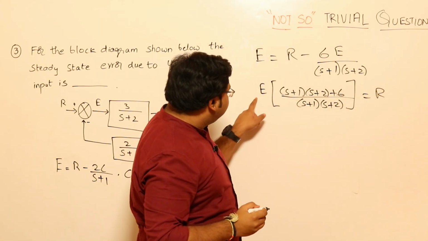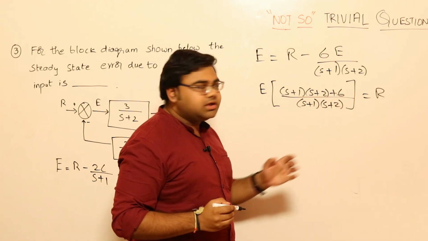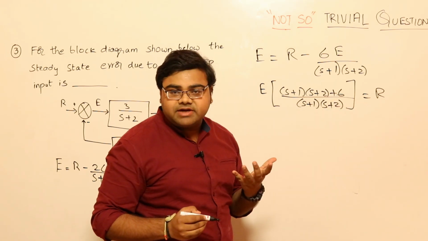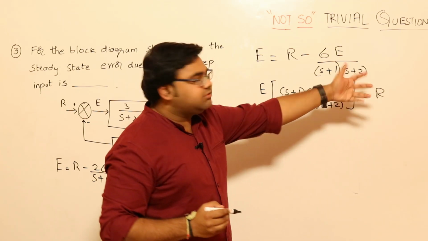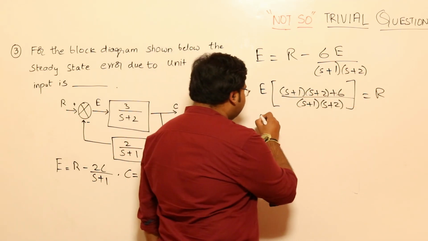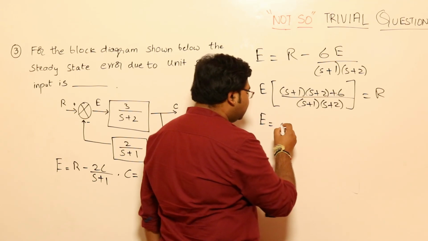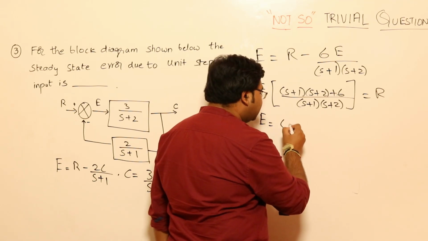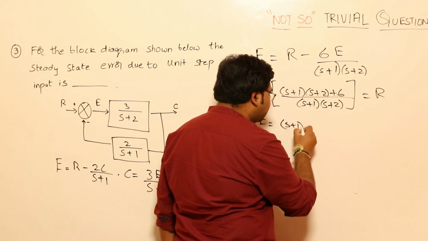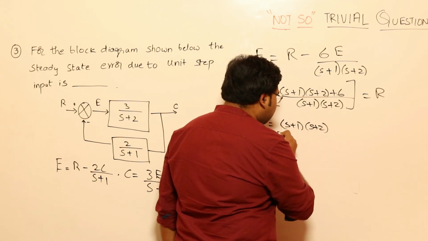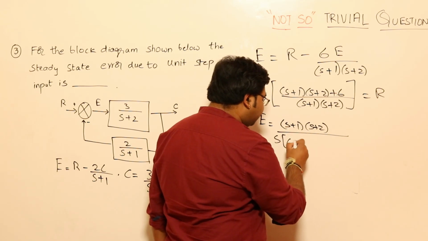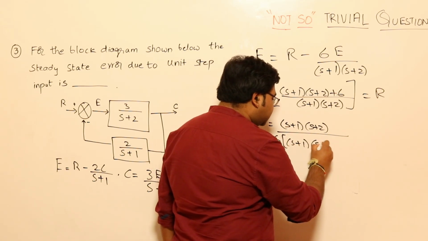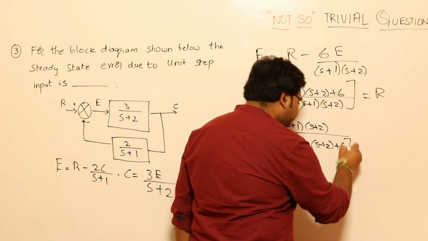Now all of this is in the Laplace domain. My R is a unit step, which I told you is in the time domain, so R should be 1 over S, and all of this will get flipped. So what will I get? I will get my E to be something like this: S plus 1 into S plus 2, upon S into S plus 1, S plus 2 plus 6. The 1 by S has come because of R.